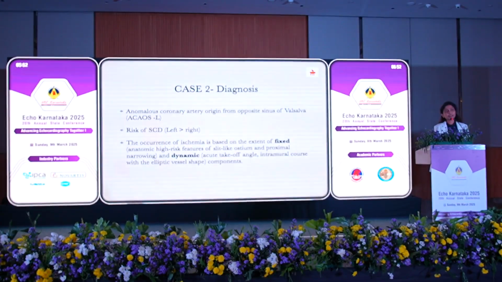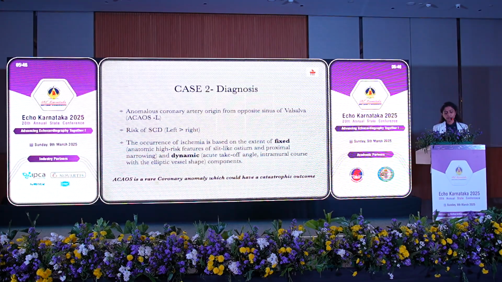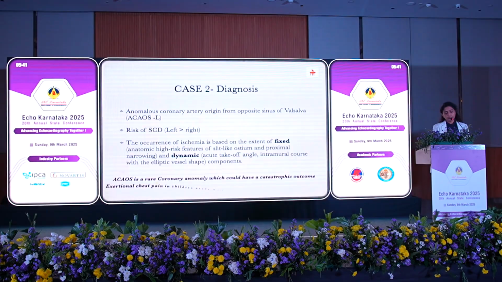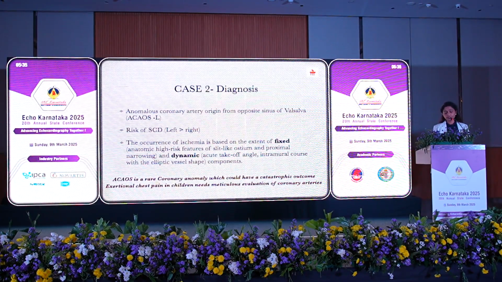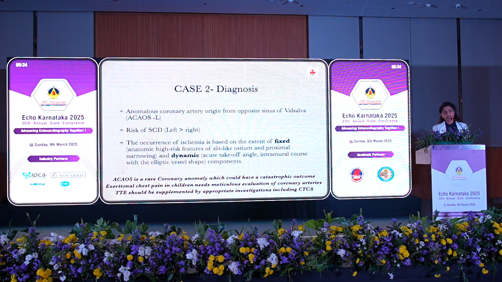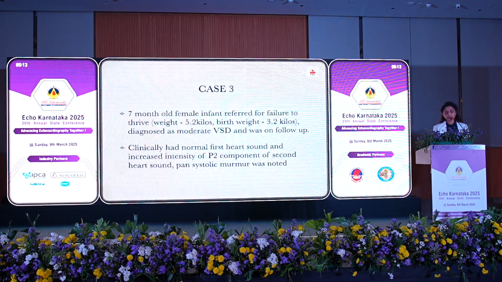The occurrence of ischemia in these situations can be either due to dynamic factors or due to fixed obstruction. So it's a rare anomaly. As I told, sudden cardiac death is usually the way they present, and exertional chest pain is very important to evaluate in children. Most of the time, studies have shown that exertional chest pain and syncope need much more evaluation for coronary arteries than we are routinely looking at. So this child actually alerted us more and more, and now we are giving more importance to coronary artery imaging. TTE should be supplemented by appropriate investigations including CT coronary angiogram.